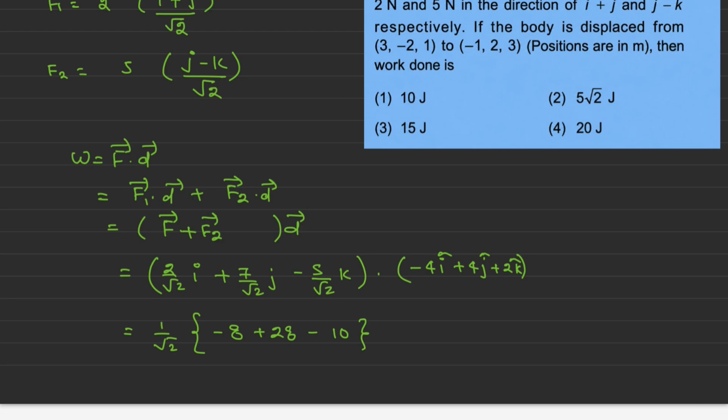So what I'm getting? 28 minus 18. I'm getting something like this. 10 divided by root 2. You can rationalize it. Multiply and divide by root 2. Answer will become equal to what here? 5 under root 2 joules. So according to this, the correct answer will be our option number 2.